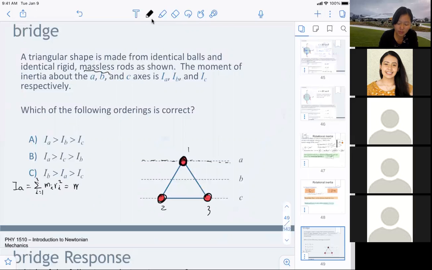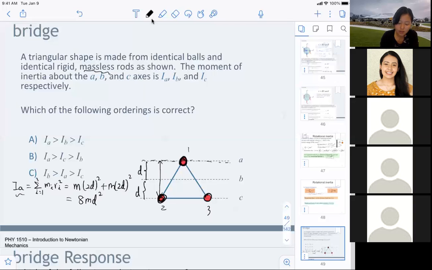So 2 has a mass times the distance for 2, from here to here. Let's say half of that distance we call d, and this distance is 2d. So it will be m(2d) squared for the second ball here. And 3 is exactly the same, same mass, same distance. So you get 4md squared plus 4md squared, that would be 8md squared. So that is the rotational inertia relative to A.